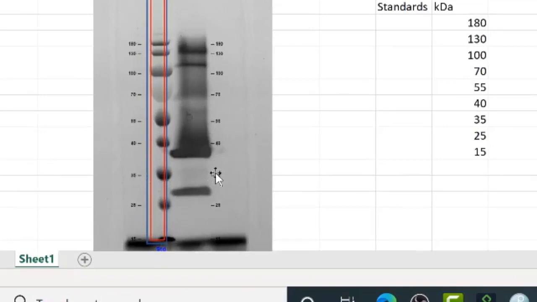So the two bands that I want to know more about are the two most prominent bands. I'm going to decide to analyze the position of this band between the 35 and 40 kilodalton marker and the band that is the smallest molecular weight band between the 25 and 35 kilodalton marker. I'm going to call the first band band 1 and the second band band 2.